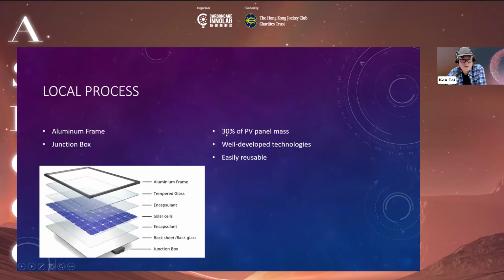And the recycling process can be divided into two parts. The first part can be done locally. First of all, the aluminum frame and the junction box, which account for about 30% of the PV panel mass, can be disassembled locally. Since the technology is already in place, the recovered materials, mainly aluminum, are easily reusable. So this part can be done locally to reduce the mass and the physical volume of the PV panels.